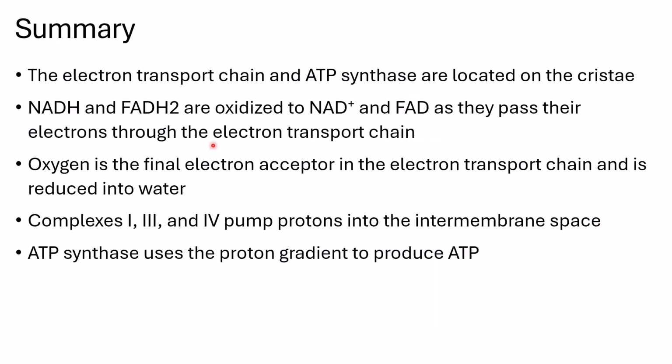In this video, we learned that the electron transport chain and ATP synthase are located on the folds of the inner mitochondrial membrane, also known as a cristae. NADH and FADH2 are oxidized into NAD+ and FAD as they pass their electrons through the chain. Oxygen is the final electron acceptor and is reduced into water. As the electrons travel through, complexes 1, 3, and 4 pump protons into the intermembrane space. The resulting proton gradient is then used by ATP synthase to produce ATP, using a rotational motion.